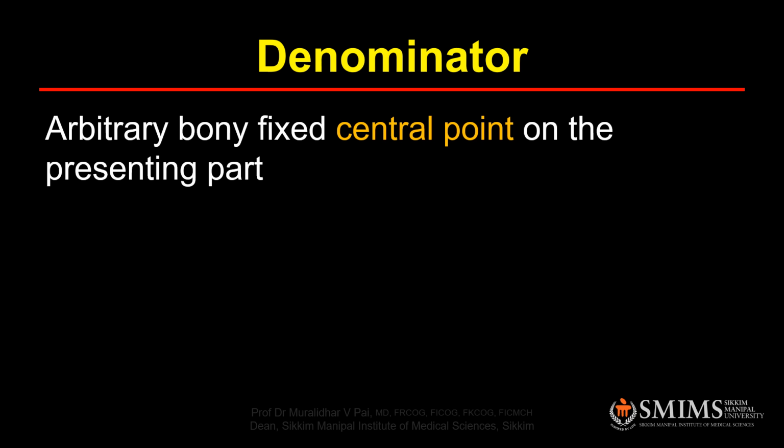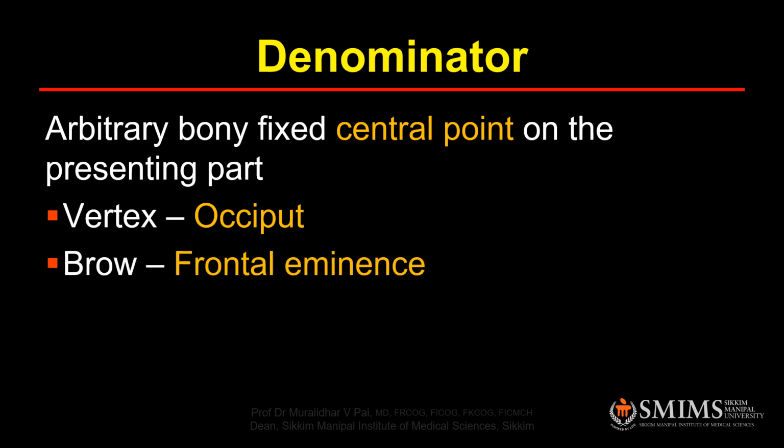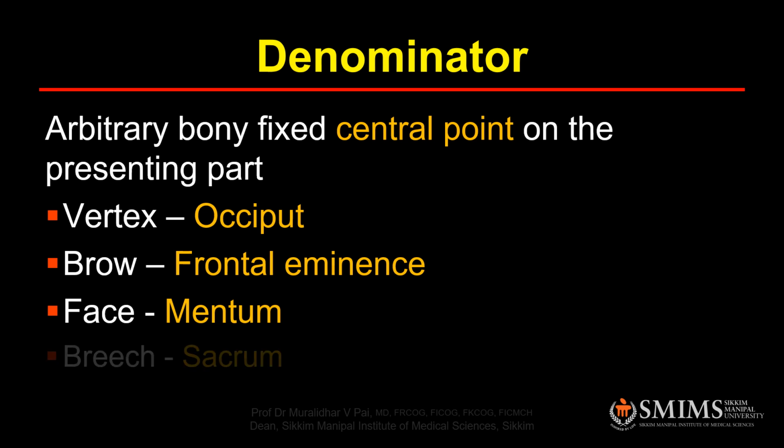Denominator. Denominator is an arbitrary bony fixed central point on the presenting part. In vertex, it is occiput. In brow, it is frontal eminence. In face, it is mentum or chin. And in breech, it is sacrum.